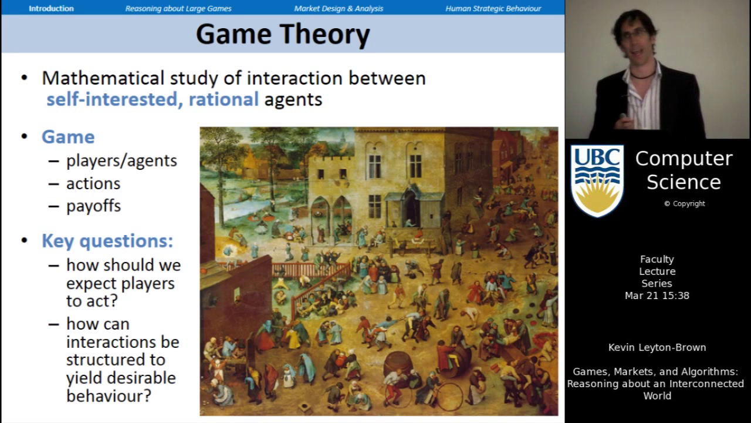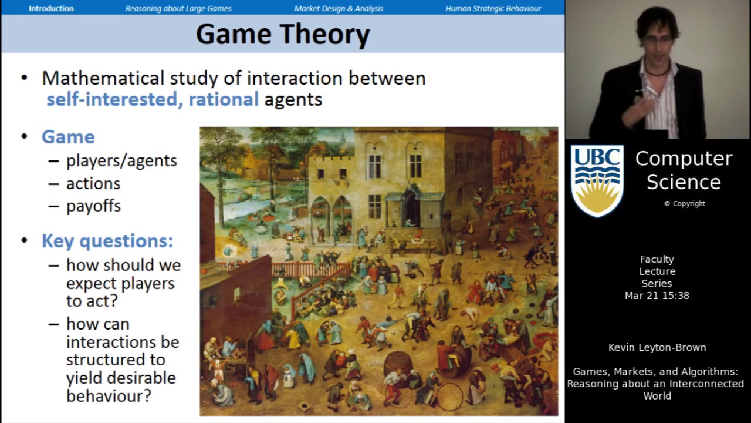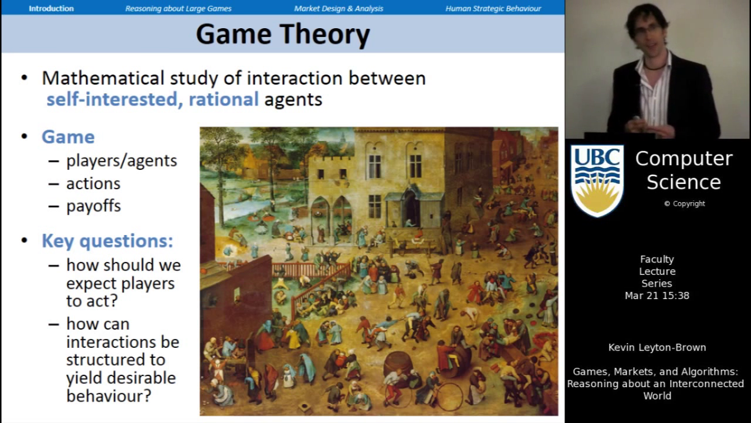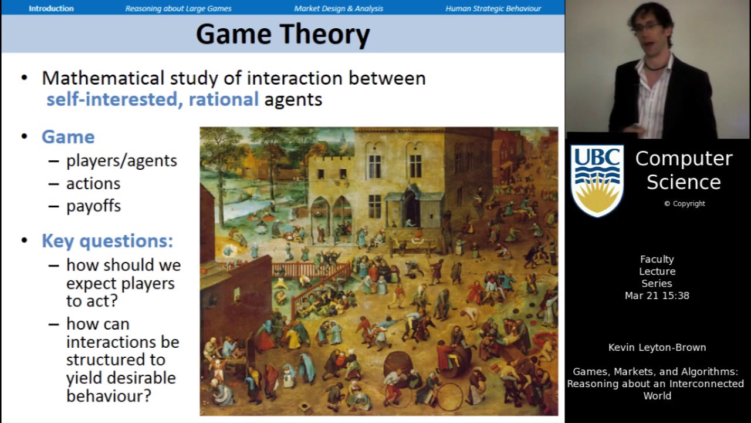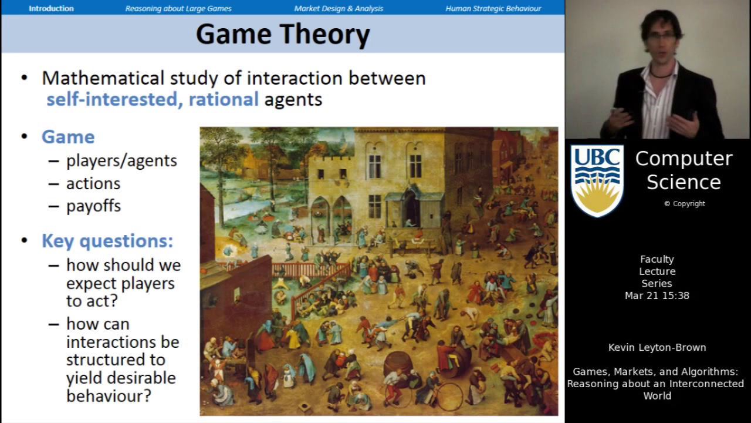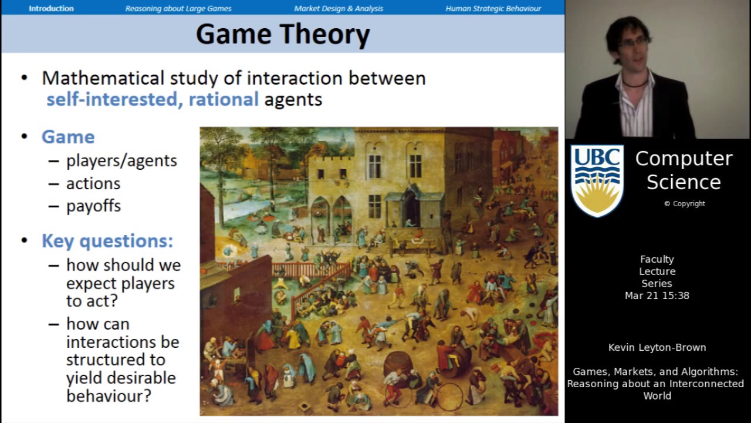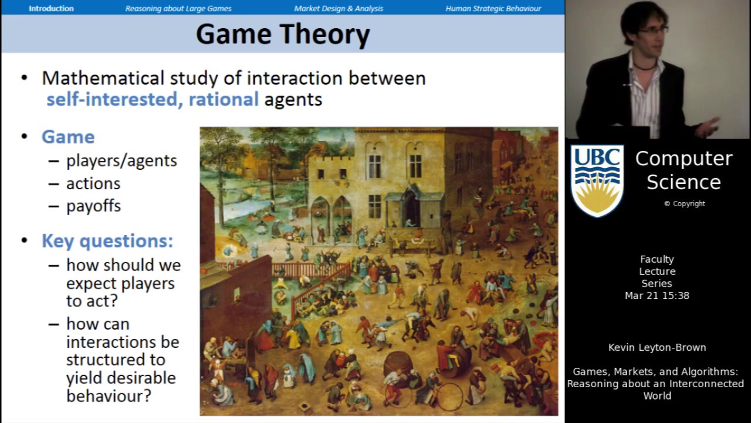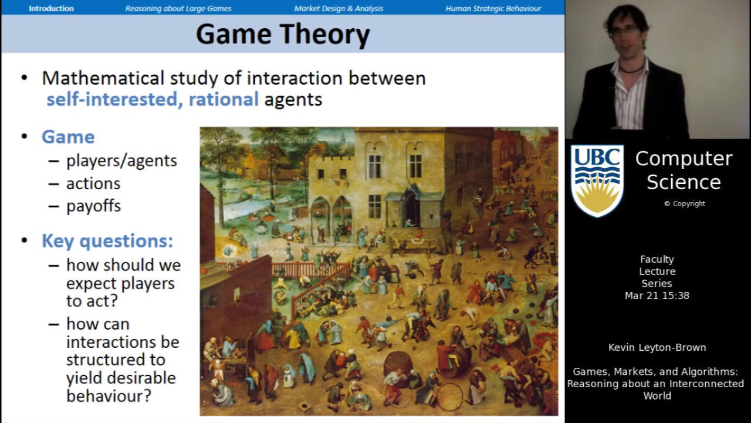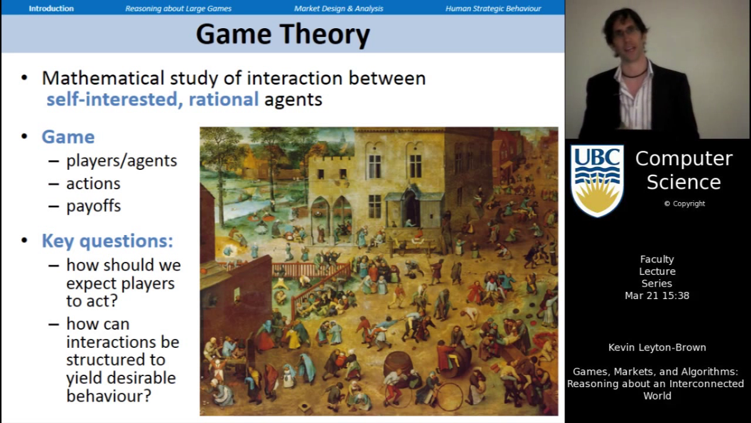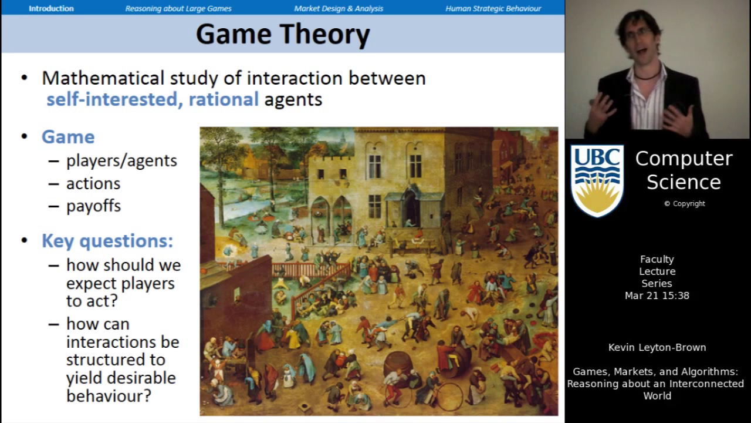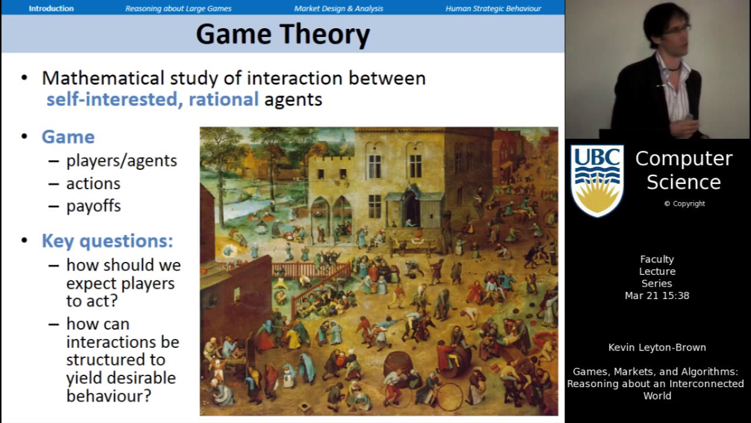Formally speaking, a game is defined by three things: a set of players or agents, I'll use those terms interchangeably, a set of actions, which is the things that those players might do in the interaction that they're having with each other, and a utility function or a payoff function that describes how the different players feel about all of the different things that might happen in the game. And there are many different questions that game theorists ask, but at a very high level, most of these questions can be understood as falling within a couple of different camps.